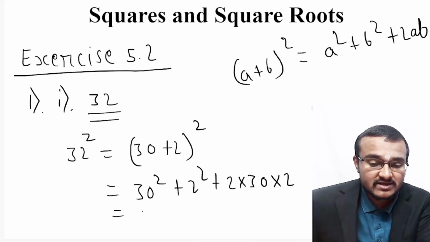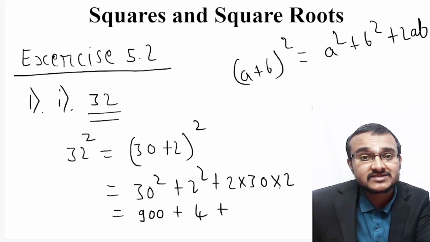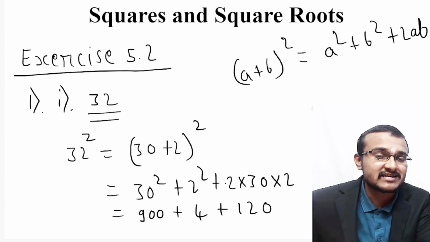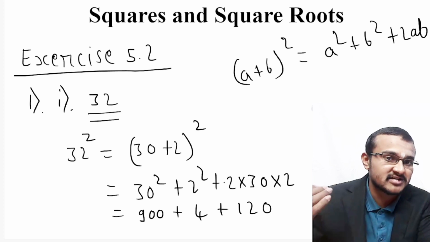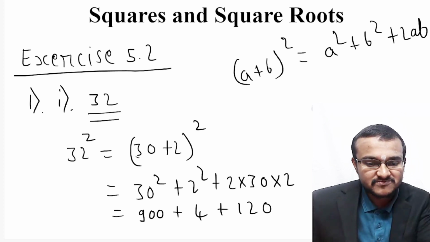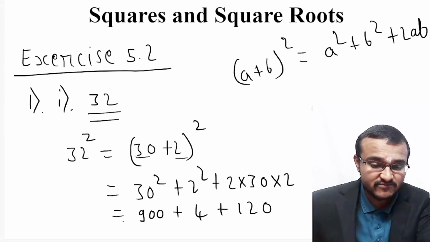So what is 30 square? 3 3s are 9 followed by 2 zeros, 2 2s are 4. 2 into 30 is 60, 60 into 2 is 120. I have explained this by giving a few examples in my previous video. So if you want to find the square of any number, you can just split like this and continue with the calculation. So it will be easy for you.